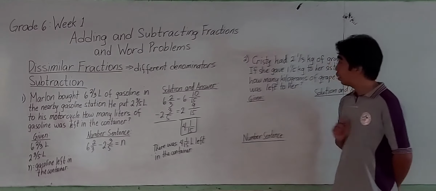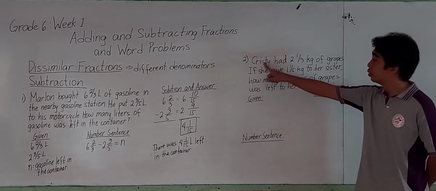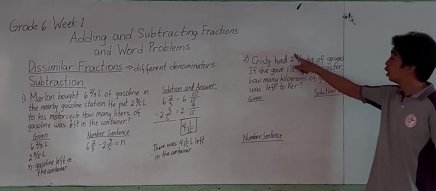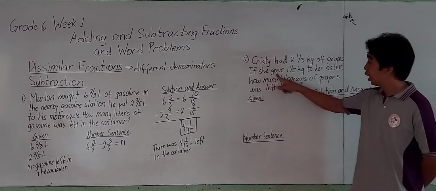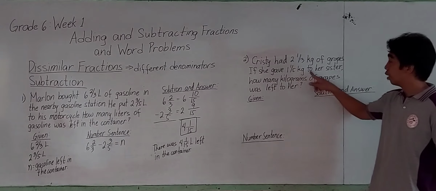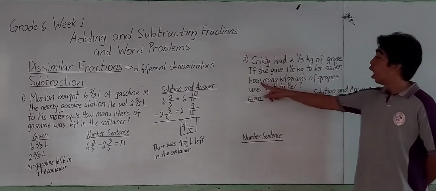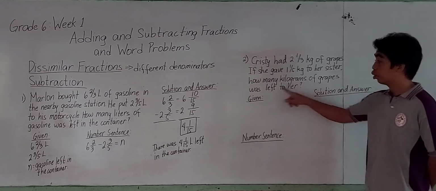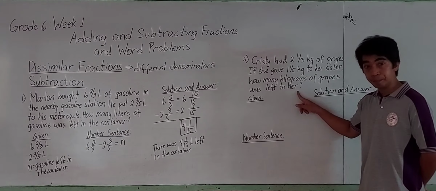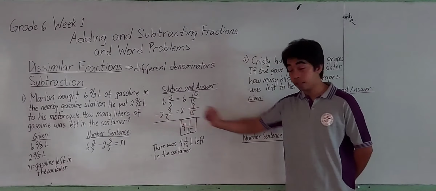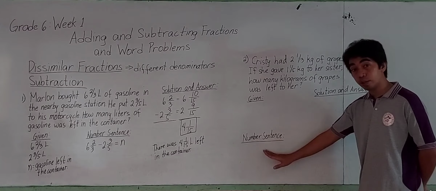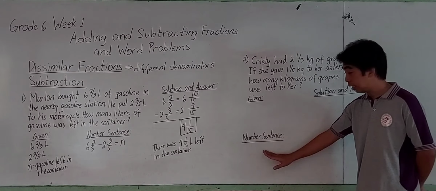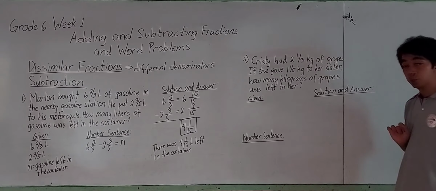In problem number 2, Christine had 2 1/3 kilograms of grapes. If she gave 1 1/5 kilograms to her sister, how many kilograms of grapes was left to her? Like what we did in number 1, we're going to identify first the given, then construct the number sentence, then solve for our solution and answer.